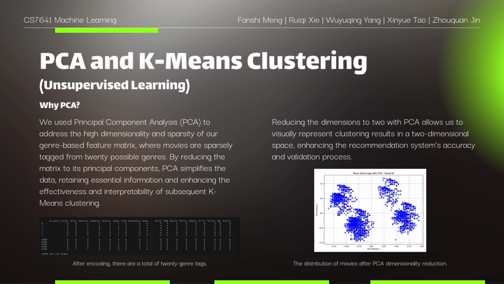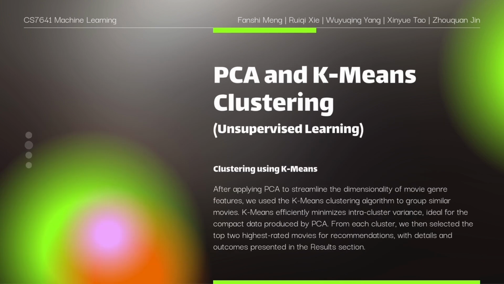PCA, or Principal Component Analysis, was used to reduce the high dimensionality of the movie genre features. Our dataset includes 20 movie genres, but each movie typically has only 2 or 3 associated tags, which makes clustering difficult. PCA transforms this data into a low-dimensional space, retaining the most critical information while improving clustering performance. After PCA, we applied the K-means clustering algorithm to group movies with similar content. K-means minimizes intra-cluster variance and ensures well-defined clusters.